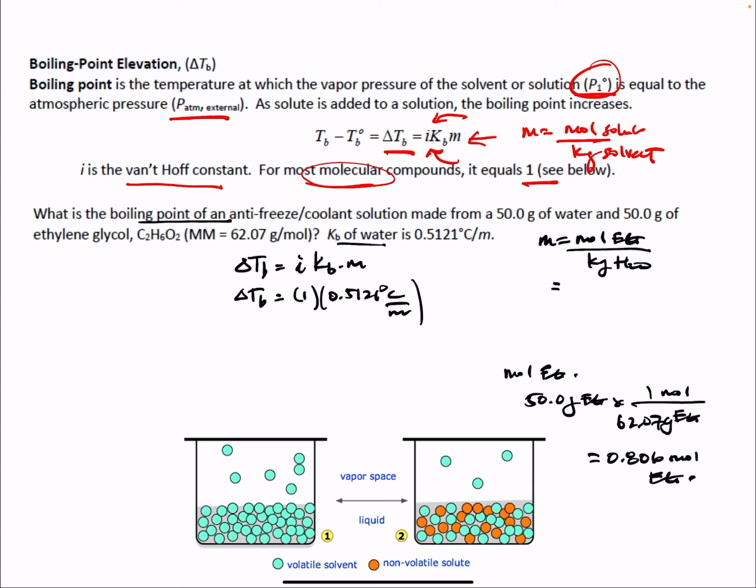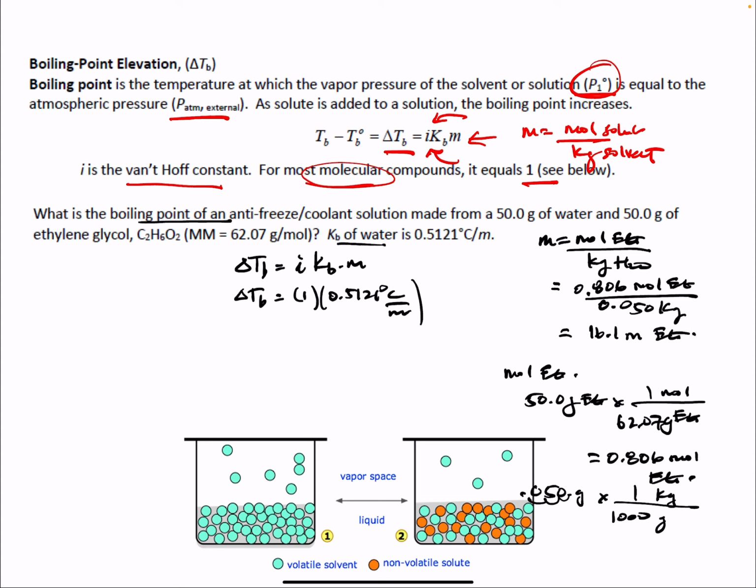Okay, the molality, though, is up here, so now we know we have 0.806 moles of ethylene glycol. How many kilograms of water do we have? Well, 50 grams of water, grams to kilograms, exactly 1,000 grams. So I divide that, okay. So 0.050 kilograms is the denominator of the molality. I can mash that in, and I get 16.1 molal in ethylene glycol.